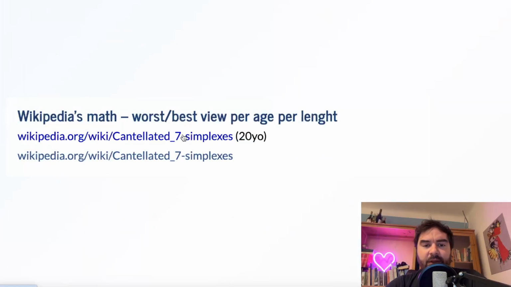Okay, and here I have not updated my presentation, but I also looked at basically views per age. Because if the pages are older, then they have more time to get views, so it's a little bit of cheating. So views per age per length. So this is basically a characterization of, despite the article being long, it's not really viewed.